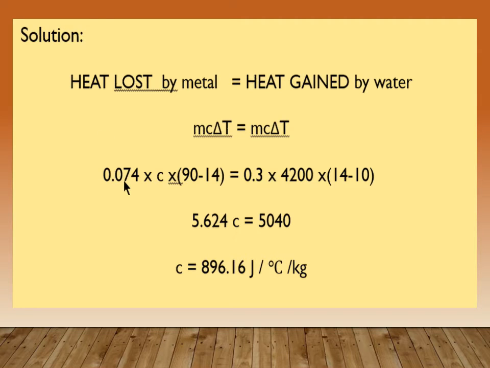the mass of the metal is given as 0.74 kilograms. Specific heat capacity of the metal is not given. The initial temperature of the metal is 90 and the final temperature of the metal is 14. So we have 90 minus 14 on the left side. On the right side we have the mass of water, which is 0.3 kilograms. Specific heat capacity of water is 4200 and the temperature of water was initially 10 and then it rises to 14, so there is a difference of 4 degrees, and solving this we get the specific heat capacity of the metal to be 896.16.